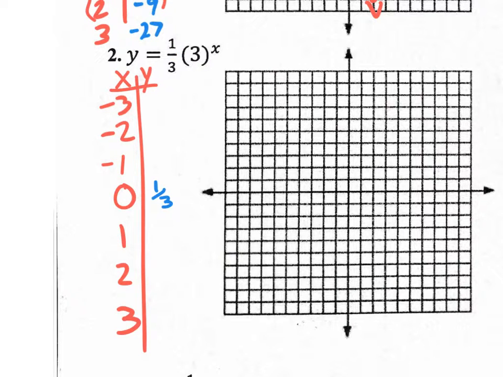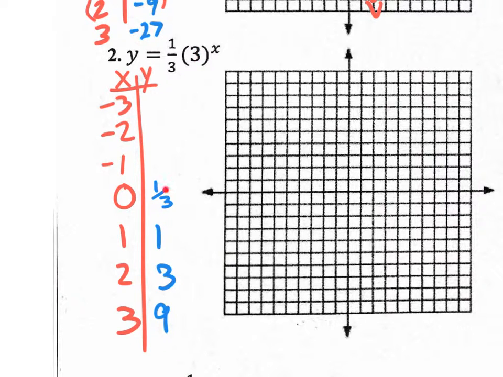That's 3 over 3, which is just 1, right? Now, I don't know about you guys, but I think it's easier to just look at this answer, 1/3, and make it grow by 3. So 1/3 times 3 is 1. 1 times 3 is 3. 3 times 3 is 9. So it's a lot easier to use the growth factor as you're going down.